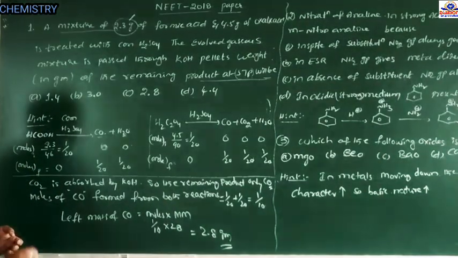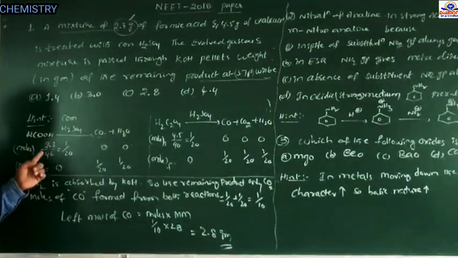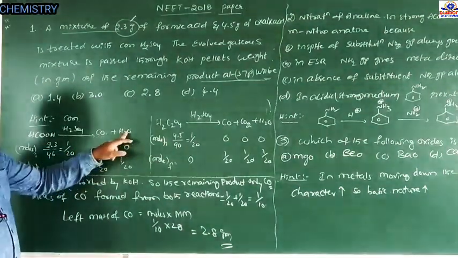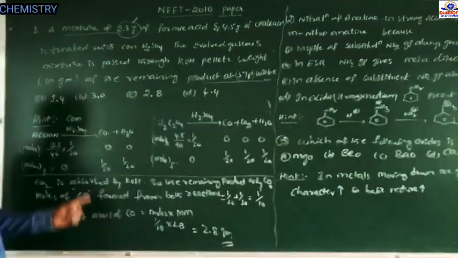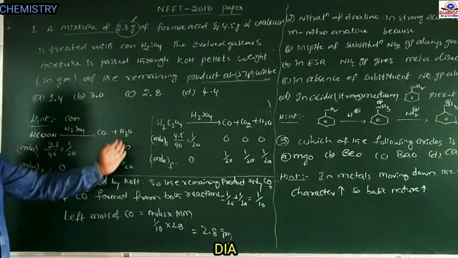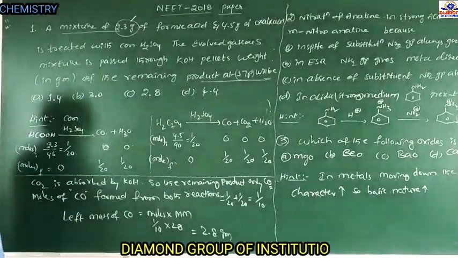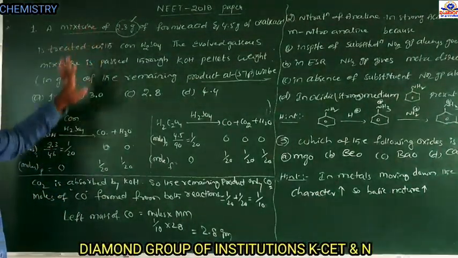Next, at final moles, the reaction has started. After the reaction is completed, formic acid moles is 0, and the carbon monoxide moles is 1 by 20, and water moles is also 1 by 20. Because initial moles are 1 by 20, therefore the final moles after the reaction is completed are also 1 by 20. So this is the information about the formic acid.